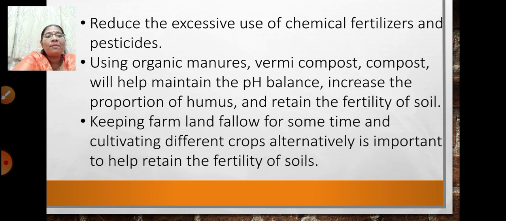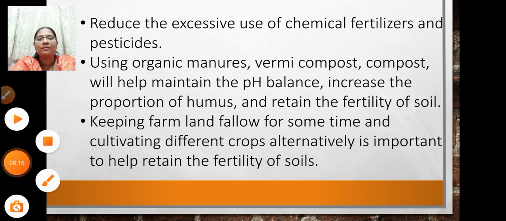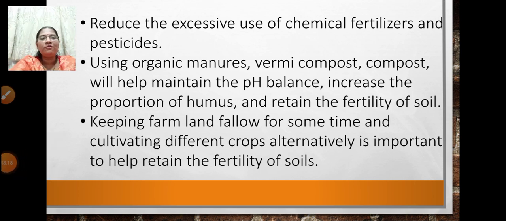Next, keeping farmland fallow for some time and cultivating different crops alternatively is important to help retain the fertility of soil. So if farmland is kept fallow, what do you mean by fallow? You know, children, what is the meaning of fallow? Fallow means without ploughing the farm, without doing any work on the farm, to retain the fertility. Yes, without doing anything, without having any cultivation, to retain it.